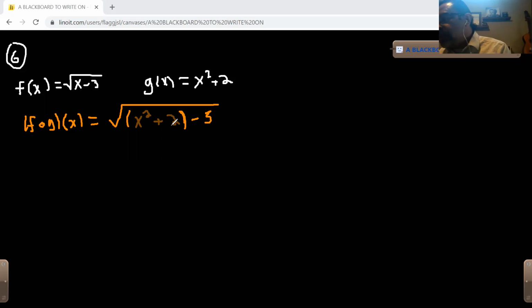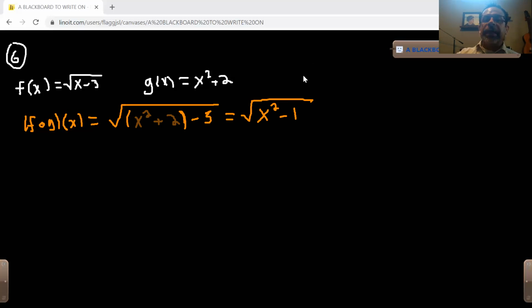Now, going back to the question that was asked in the previous example with regards to simplification, we only need to do enough simplification to be able to represent the function. So the only simplification we need here is that we have the square root of x squared plus 2, and we've got a minus 3 here. So 2 minus 3 is minus 1. So the complete function is the square root of x squared minus 1. Okay? So that would be the composition.